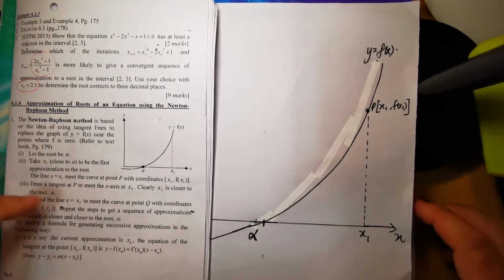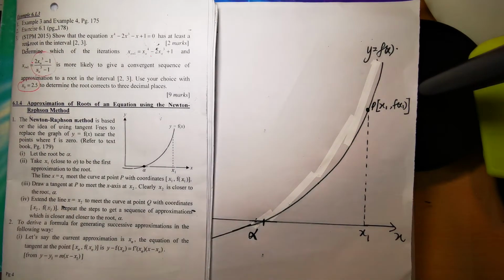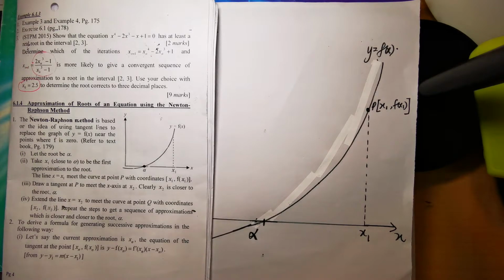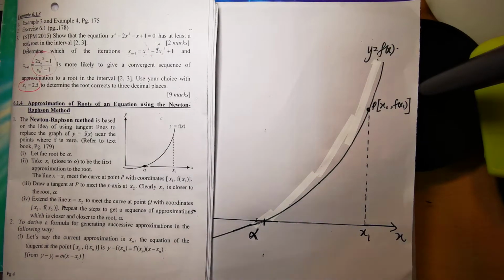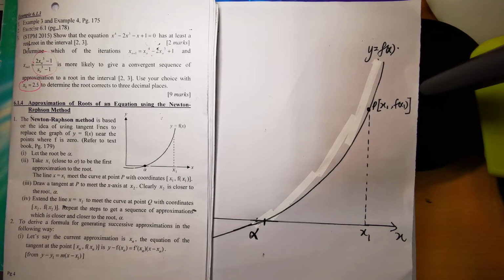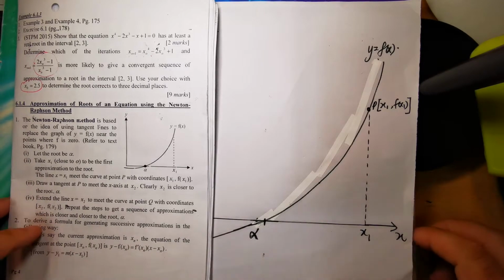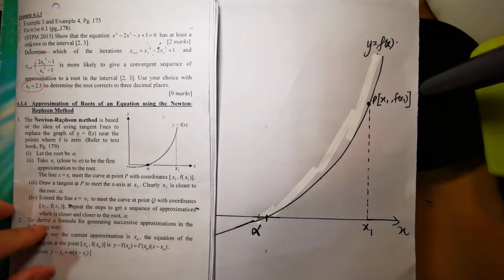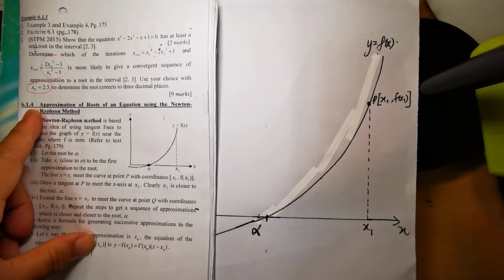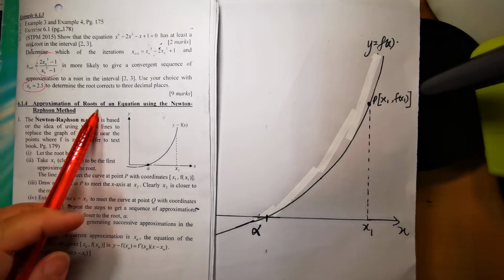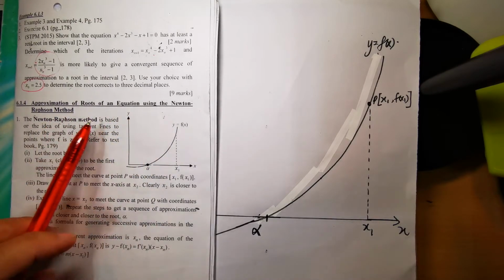Okay, good day class. So today we will start another approximation method, which is the Newton-Raphson method. Before this we have learned how to use iterative methods to find the approximate roots of an equation. Today we will see the second method, which is the Newton-Raphson method. 6.1.4, approximation of roots of an equation using the Newton-Raphson method.